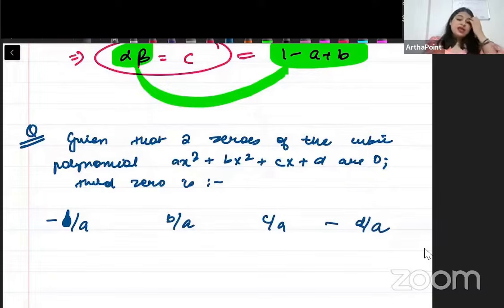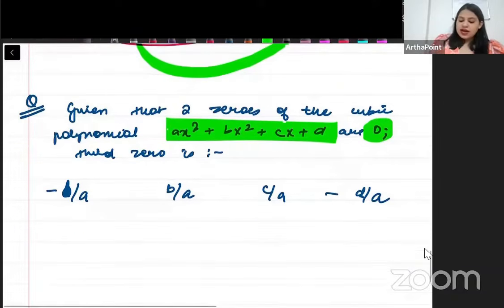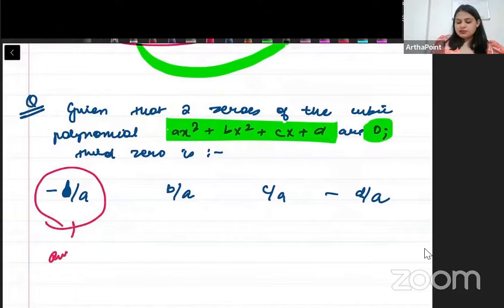So you are given that two zeros of the cubic polynomial. This is a cubic polynomial and two zeros of this cubic polynomial are given as 0. What is the third 0? This is what you have to go ahead and find out. This is for you to practice. I will not solve this. I am simply marking the answer for you that you should get the answer as minus b by a. This should be the answer to your question.